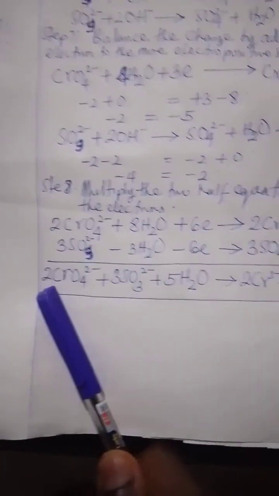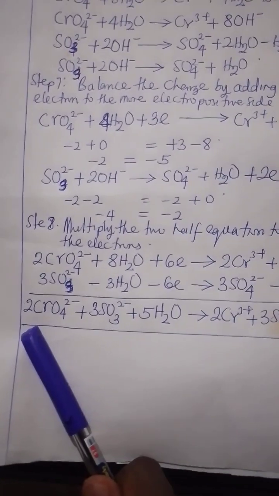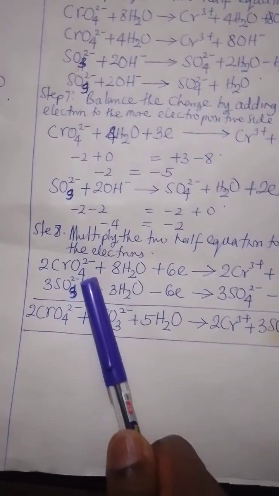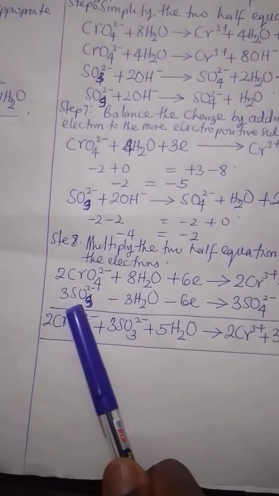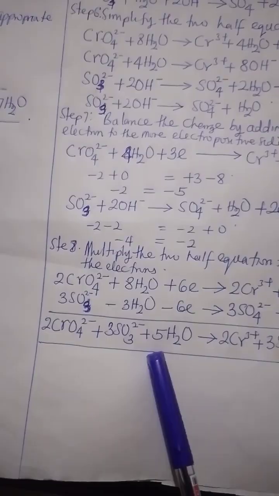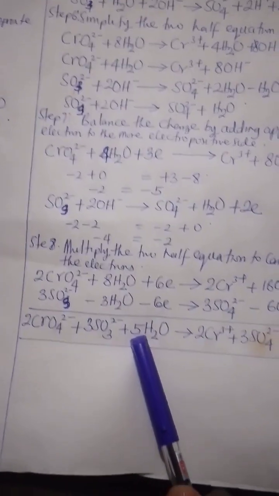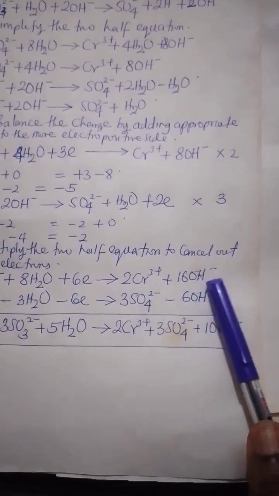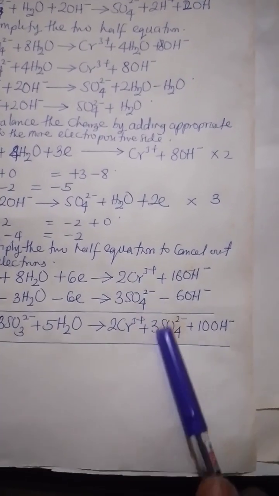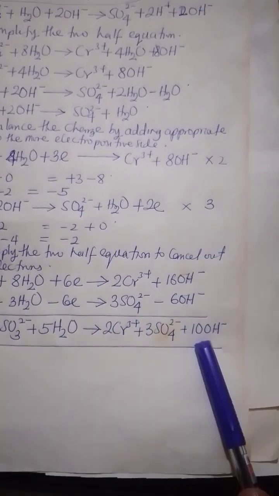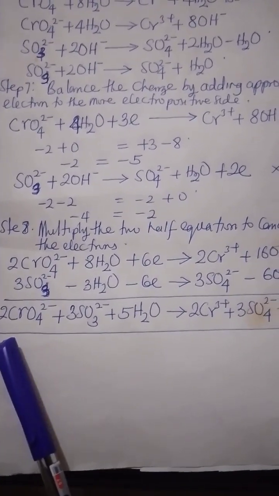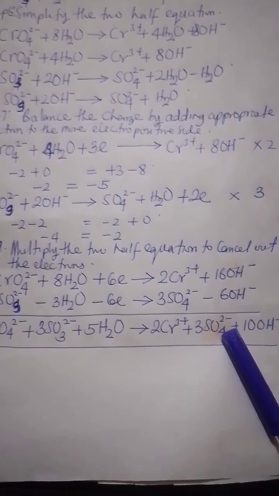And finally, we get our balanced redox equation in alkaline medium. And so we write 2 CrO4 2 minus plus 3SO3 2 minus plus, by the time we resolve this, 8 minus 3, that gives us 5H2O. The electron is cancelled now. Then 2Cr3 plus, 3SO4 2 minus, 16OH minus minus 6OH, that gives us 10OH minus. And that brings us to the final balanced redox equation in alkaline medium.